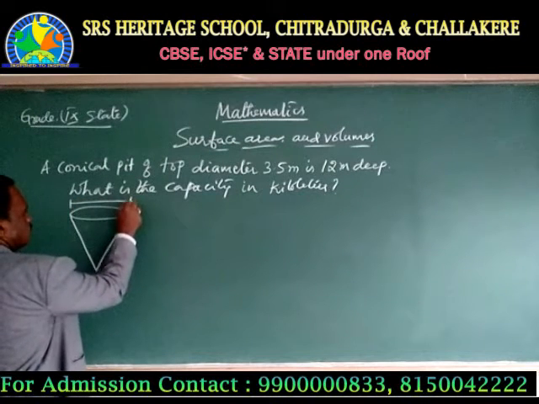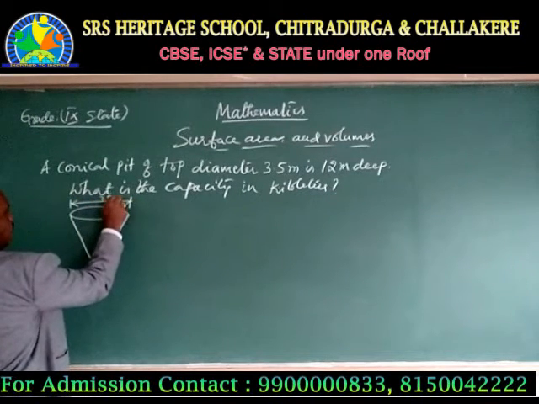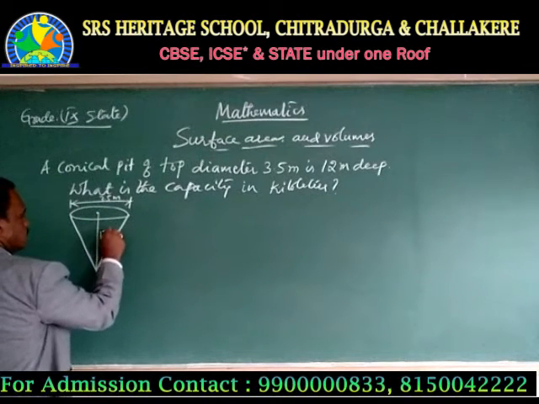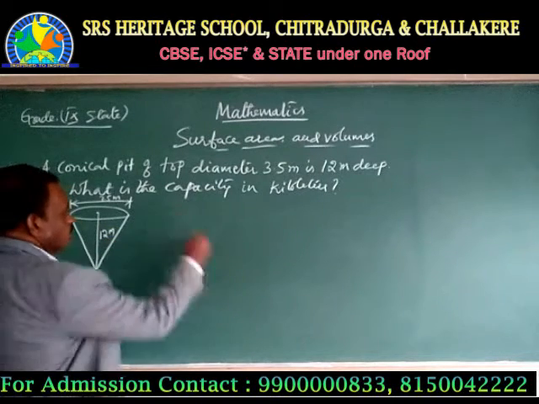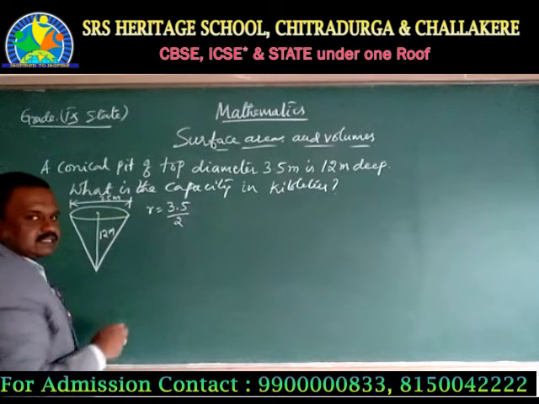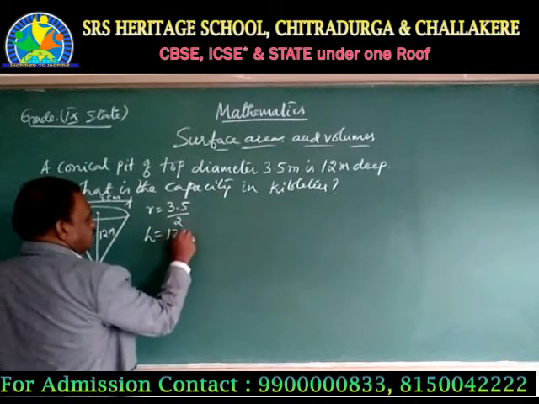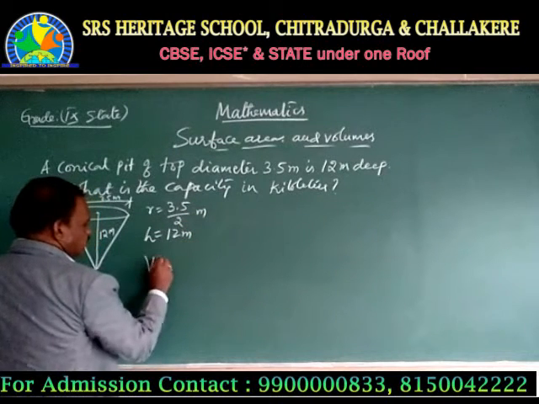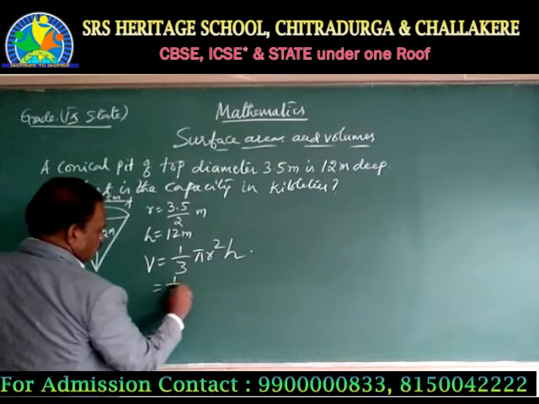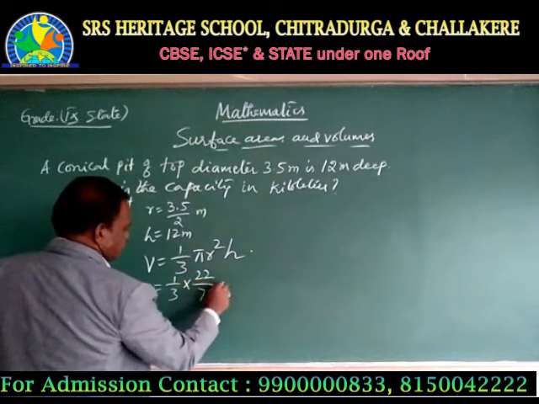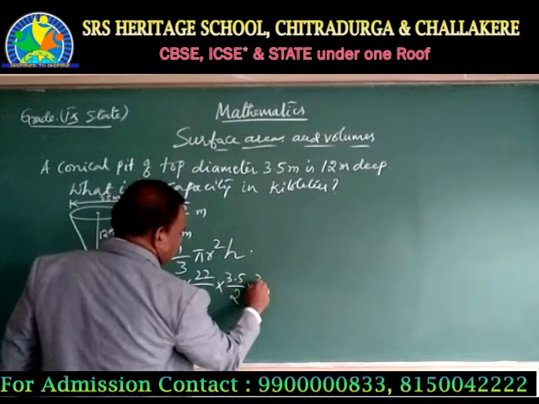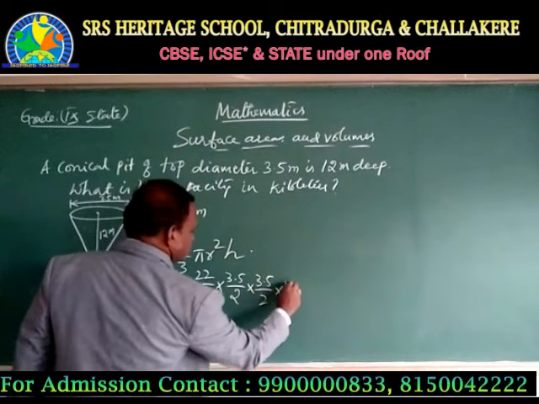This is 3.5 meter and the height will be, this is 12 meter. So r is equal to 3.5 by 2 because it is diameter, and h is also given, 12 meter. So volume is equal to 1 by 3 pi r square h, 1 by 3 into 22 by 7 into, what is r? r is 3.5 by 2 into 3.5 by 2 into 12.